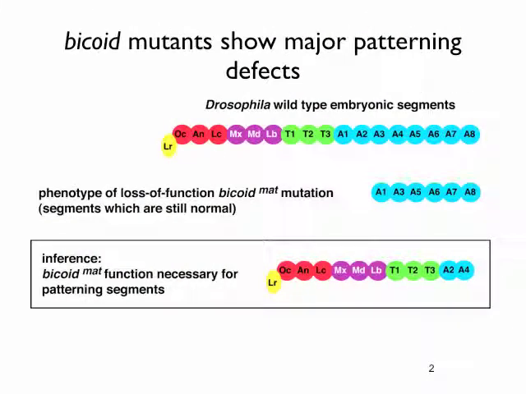Now, this slide is just to illustrate how extensive the patterning defects were in bicoid. The top part of the slide shows the wild-type embryonic segments, with head segments, mandibular segments, thoracic segments and abdominal segments. All but a number of abdominal segments have their patterning completely screwed up in a loss-of-function bicoid mutation. So the inference is, of course, that bicoid function is required for the patterning of more than the front half of the embryo, and therefore plays apparently a major role in setting up the anterior-posterior patterning in Drosophila.